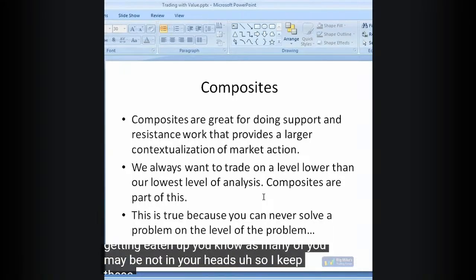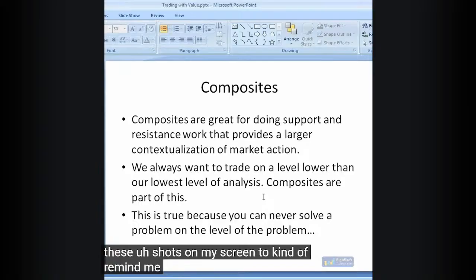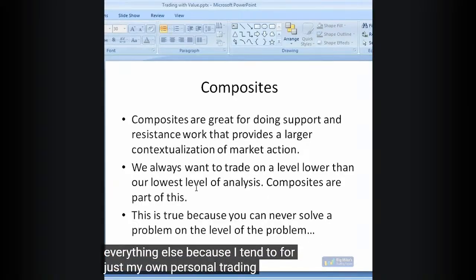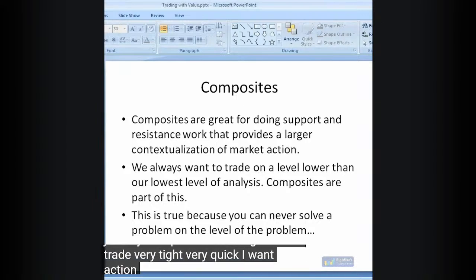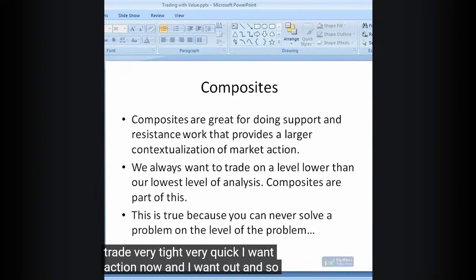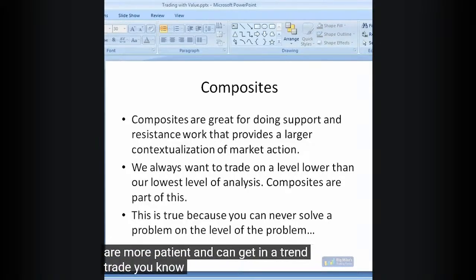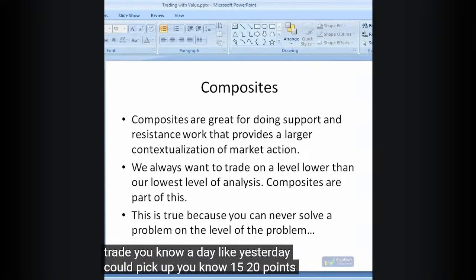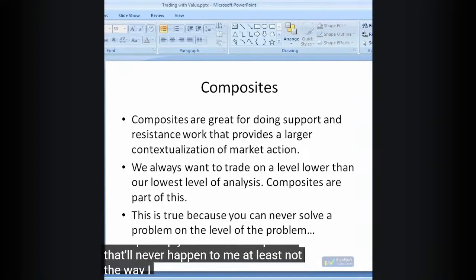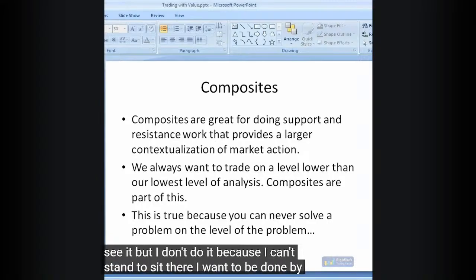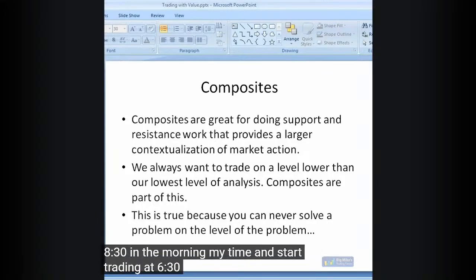So I keep these shots on my screen to remind me of what these ranges are and everything else, because for just my own personal trading, I tend to trade very tight, very quick. I want action now and I want out. And so that's just my personality. Others are more patient and can get in a trend trade, a day like yesterday, to pick up 15, 20 points. That'll never happen to me, at least not the way I trade right now. I see it, but I don't do it because I can't stand to sit there. I want to be done by 8:30 in the morning my time and start trading at 6:30. As I get older, I don't have the energy and other things. So you find what works for you within these contexts.